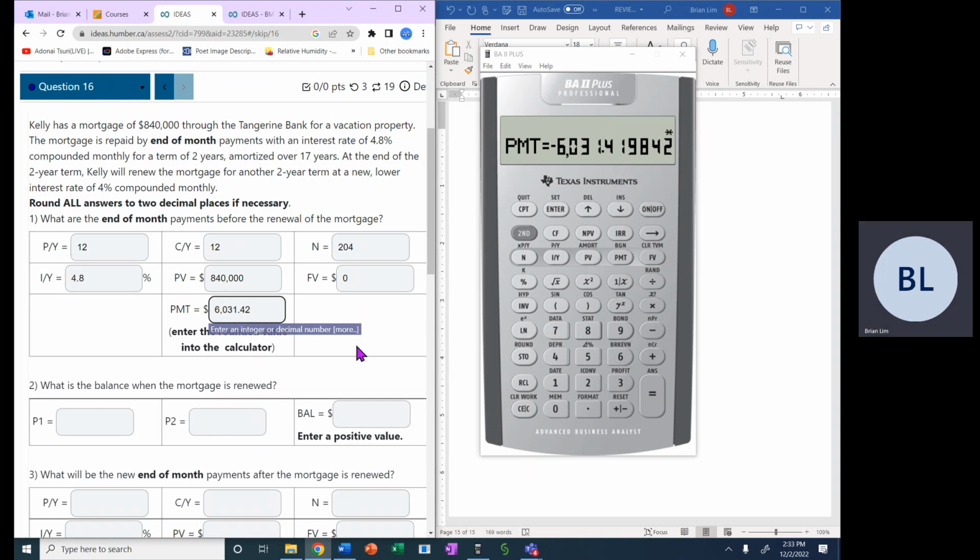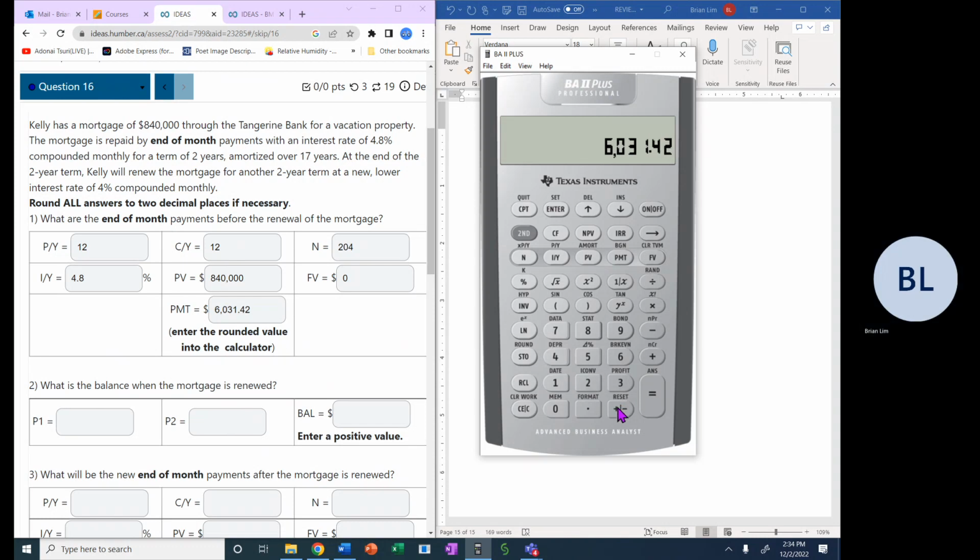Now, that is what the computed value is, but we have to round it because we only deal in dollars and cents, and it says to enter the rounded value into the calculator. Now, if you forget to do it, it wouldn't really matter, but let's do as we're instructed, 6031.42. And it's negative, we're paying, and we insert that into payment.